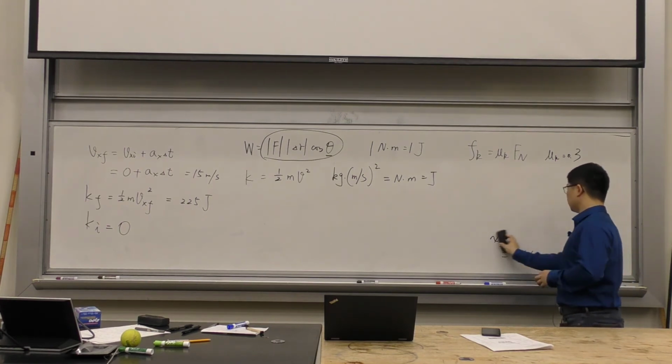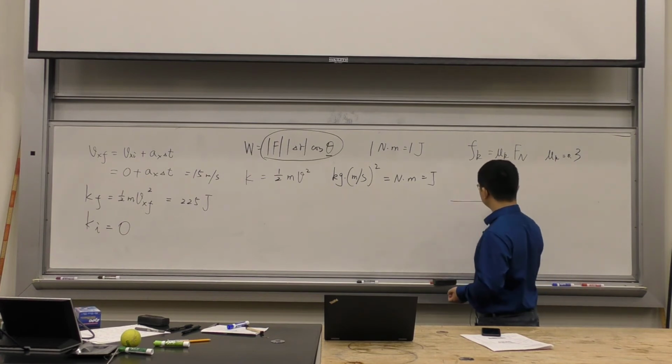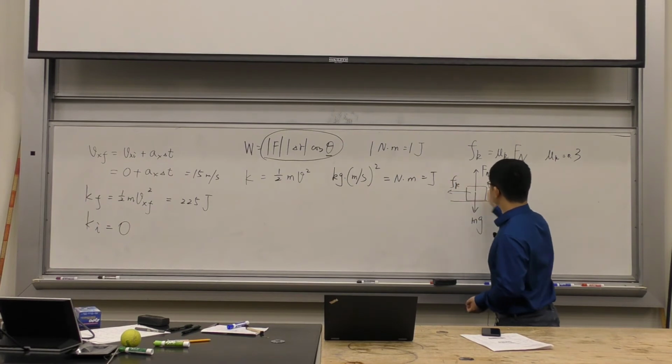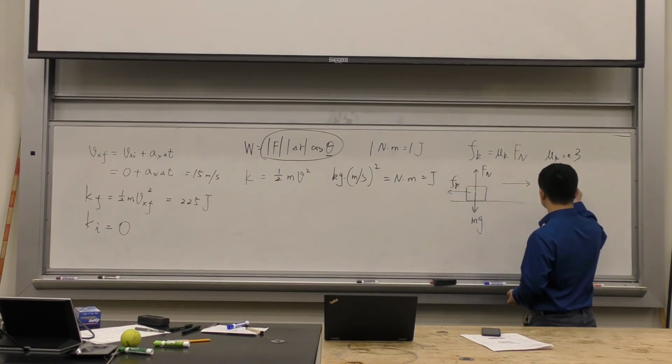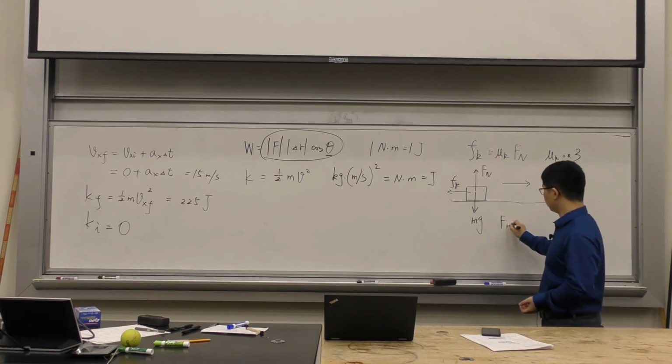Normal force in this case, well, this is the simplest case. You have a block on a rough surface, horizontal, gravity is down, normal force is up. Friction is in that direction. It's moving in this direction, and at the end it's going to stop. So in this case, normal force will be equal to gravity, straight up.